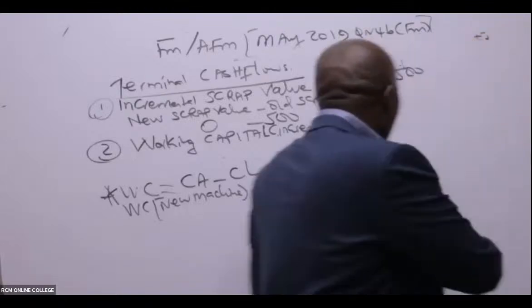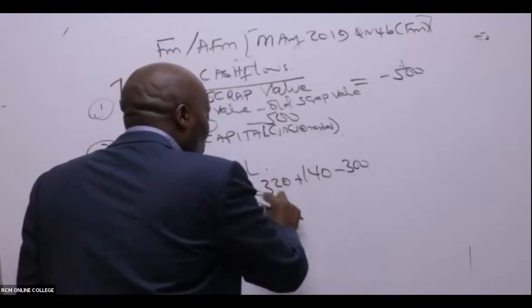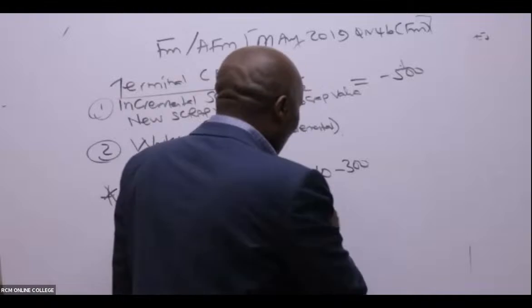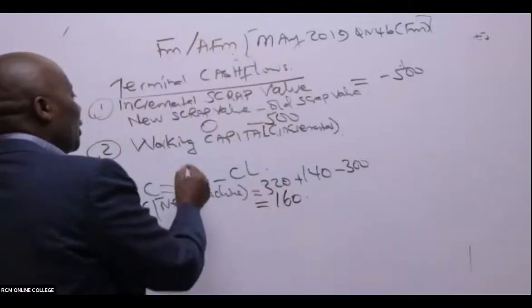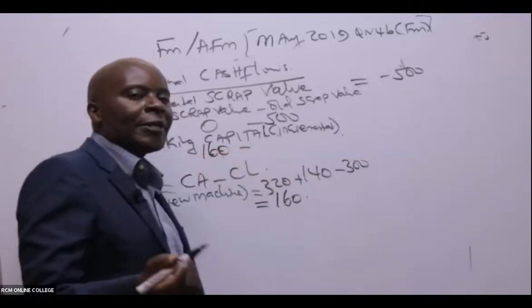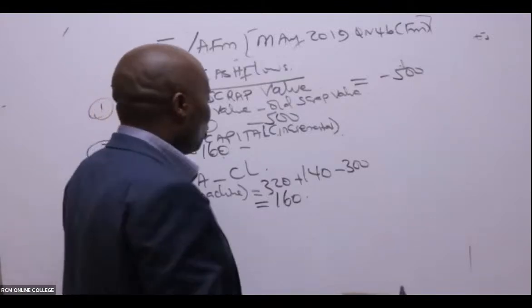Why am I adding these two? Remember, these are debtors and these are inventories. These are components of the current assets. And they're giving me a figure of 160 for the new machine. So then this will be 160 minus, they haven't given me working capital for the old machine. They never gave me working capital for the old machine.